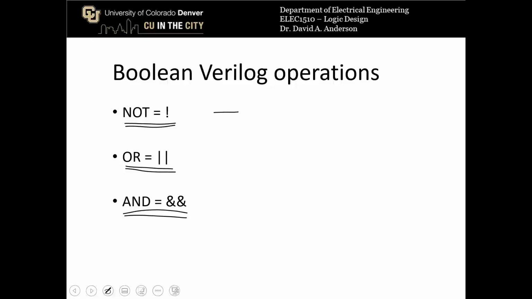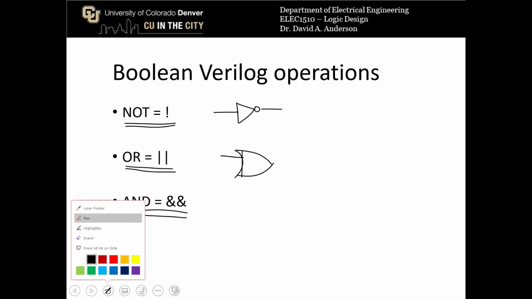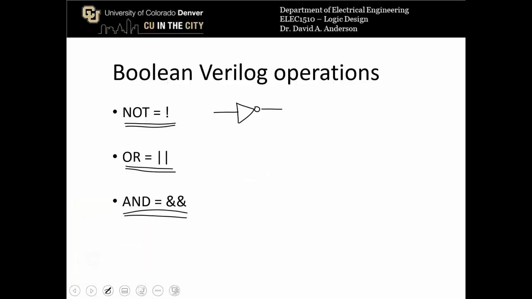So not is like an inverter. OR is like an OR gate. And double ampersand is like an AND gate.